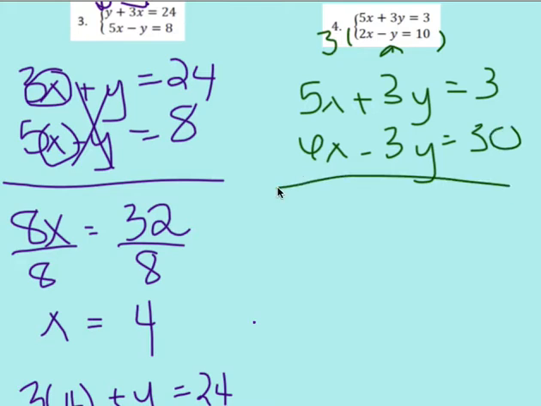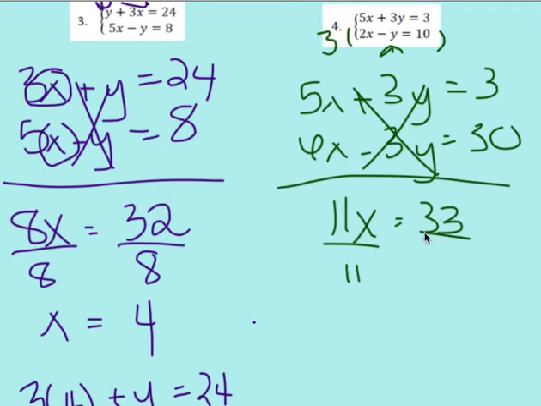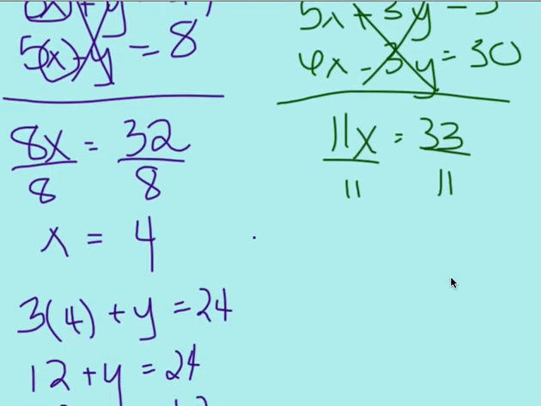Now I'm going to add down the columns. So I get 5x plus 6x is 11x. 3y minus 3y cancels out. And 3 plus 30 is 33. That 11 is being multiplied by the x, so I'm going to divide both sides by 11. And then I get that x is equal to 3.